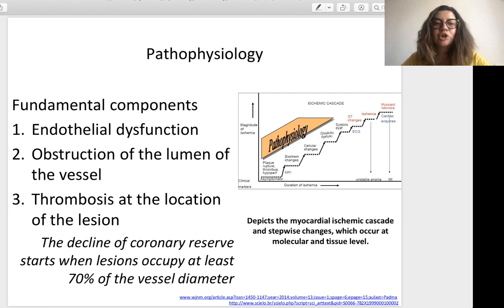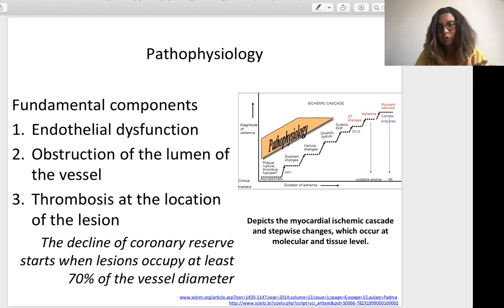It can be obstruction of the lumen of a vessel by an atherosclerotic plaque, but primarily it has to be caused by endothelium dysfunction too. And it can be thrombosis at the location of the lesion. Yes, it is the last stage, but the same process. It is a result of atherosclerosis, and atherosclerosis is a result of endothelium dysfunction. In this way, we have stages of this process.